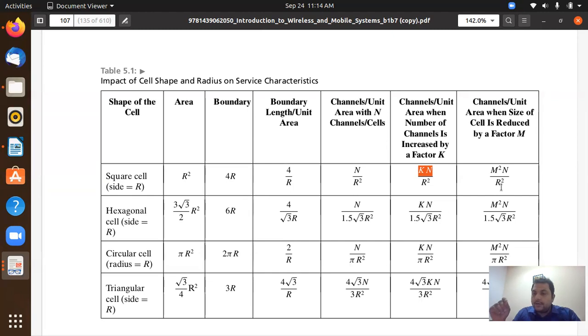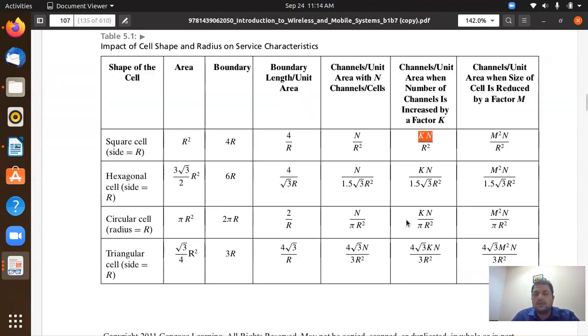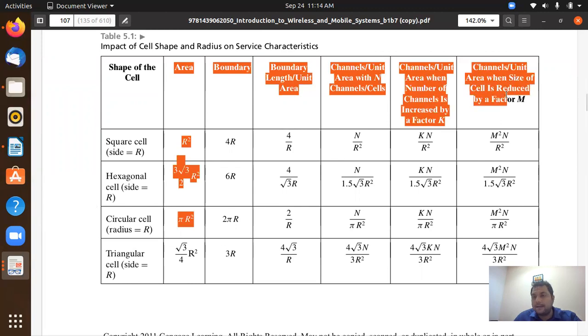Then per unit area, you would have more number of channels. The same in this table, they have done it for all other models as well: hexagonal, circular, triangular. The same thing they have done. So these are the important parameters pertaining to any cell.